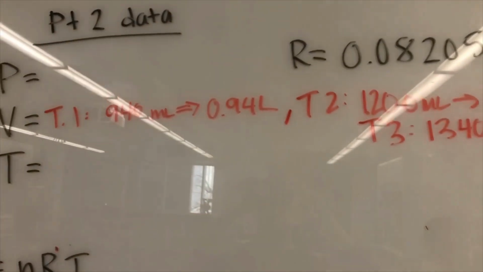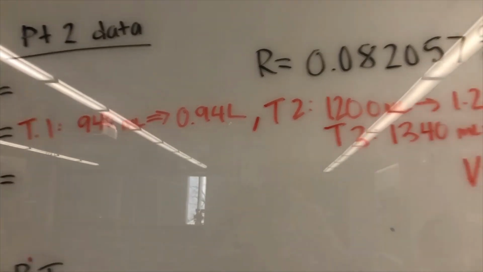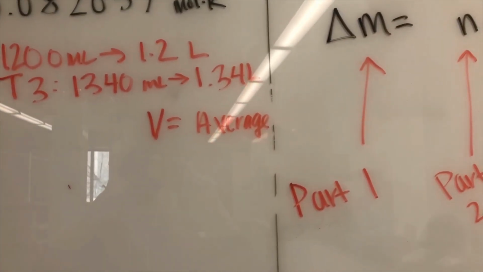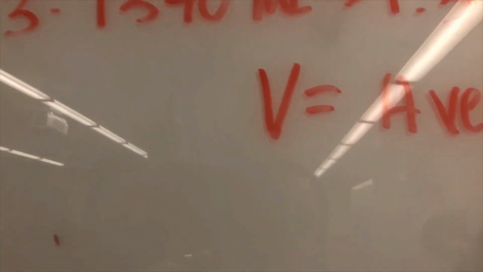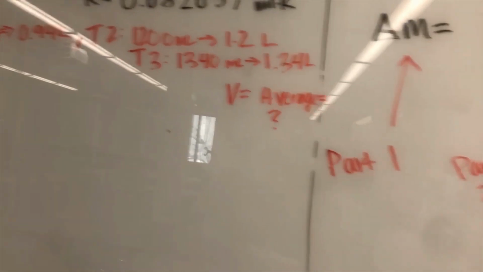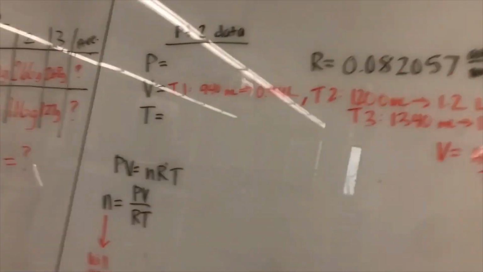So the volume is going to be the average of those 3 values, so 0.94, 1.2, and 1.34, and I will leave that to you guys to calculate. So that is the volume of our balloon.